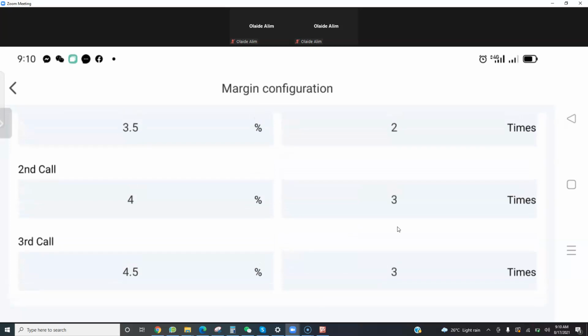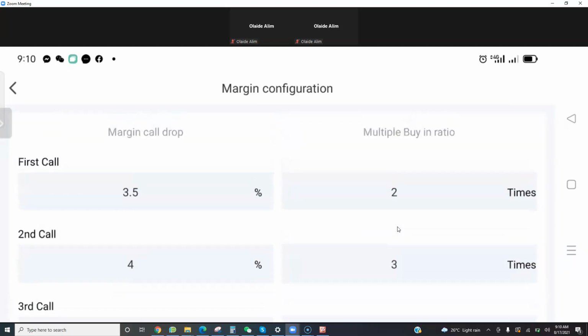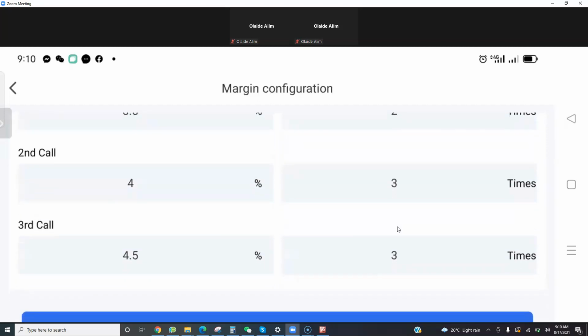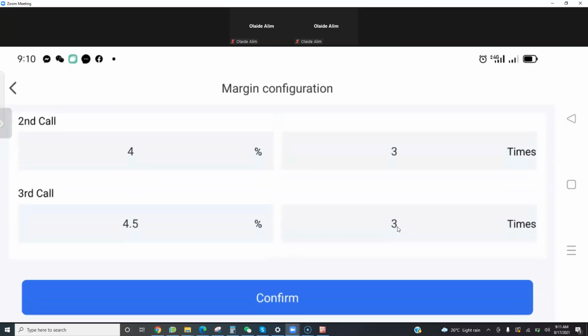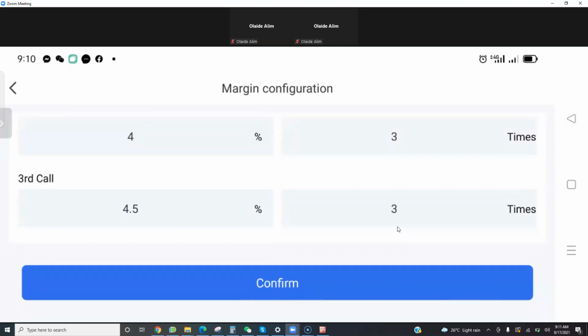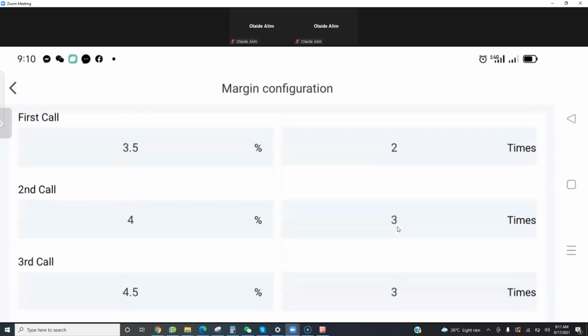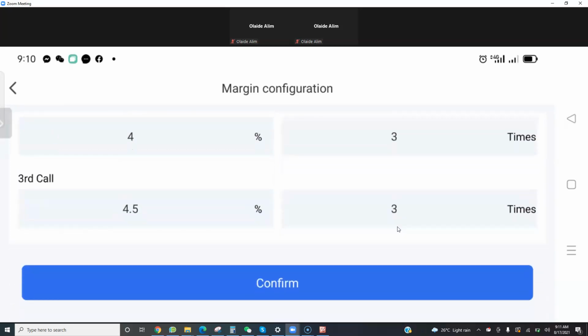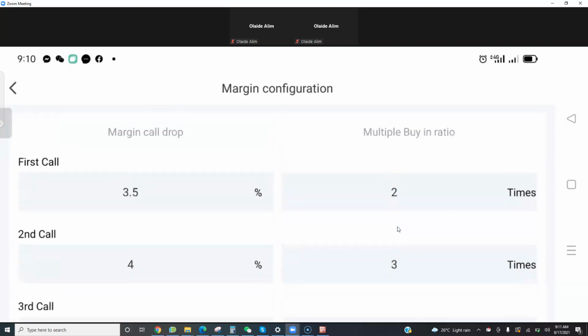So let's calculate everything. The first one we have 2, the second one we have 3, that is 5, and at the third one we have 3, that is 8, plus the first one that we instructed the software to buy, that is 9, which means 10 times 9, that is 90. We still have $10 left. It's always okay to have money left. That is the setting that you can do for $100 capital.